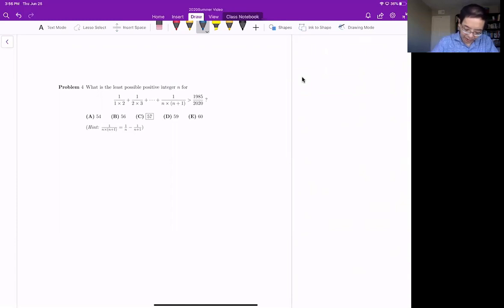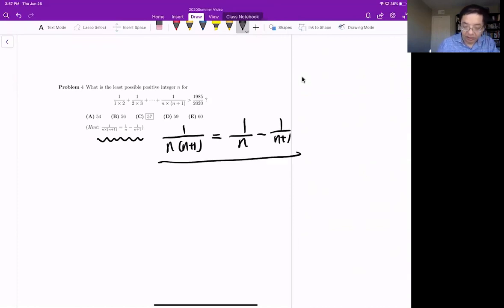So what is the trick? The trick is right here. This is a very classical identity, the famous trick to deal with this kind of addition of fractions. Let me rewrite it here. We have 1 over n times n plus 1 equals 1 over n minus 1 over n plus 1. This is an equality that is always correct.